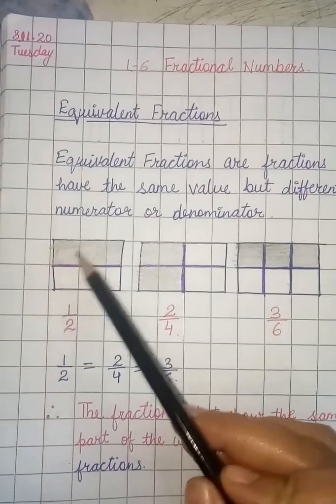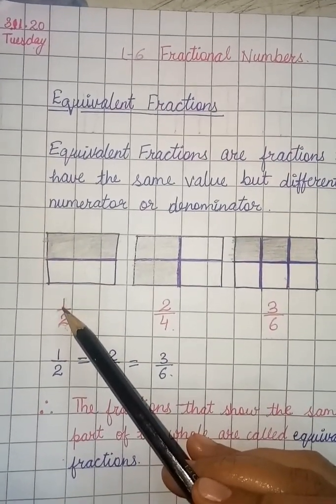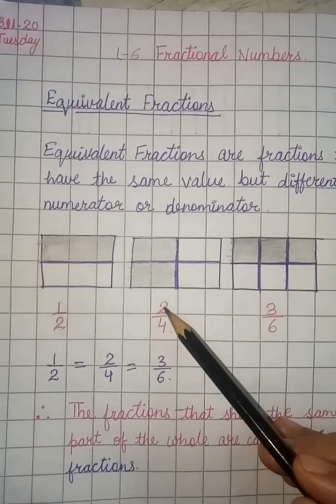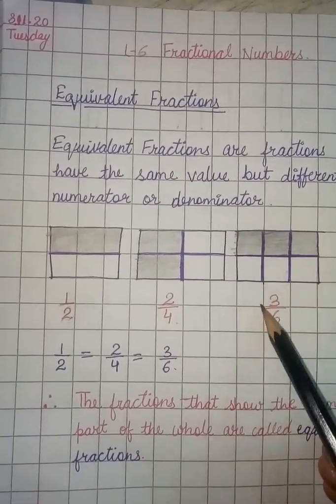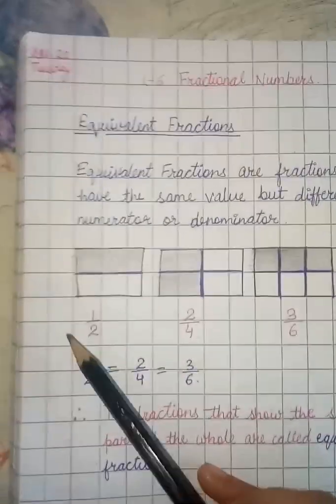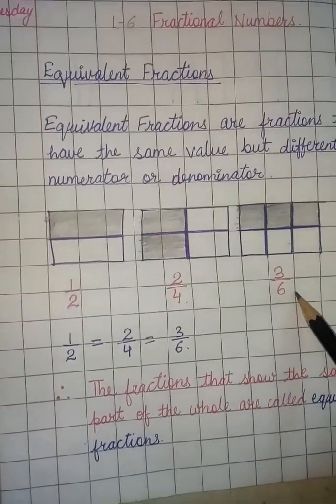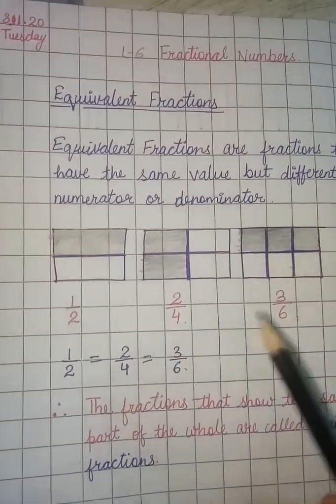Now we have shaded a part of it, so one part is shaded, so 1 as numerator, 2 parts are shaded, therefore 2, and 3 parts in this, so 3. So we have 1 by 2, 2 by 4 and 3 by 6 as fractions of these boxes.